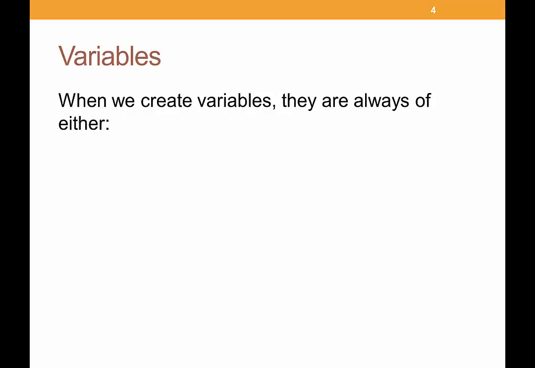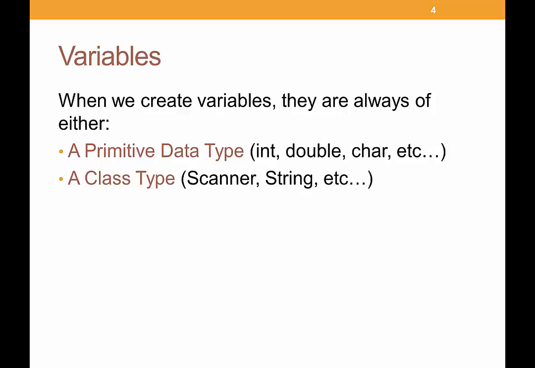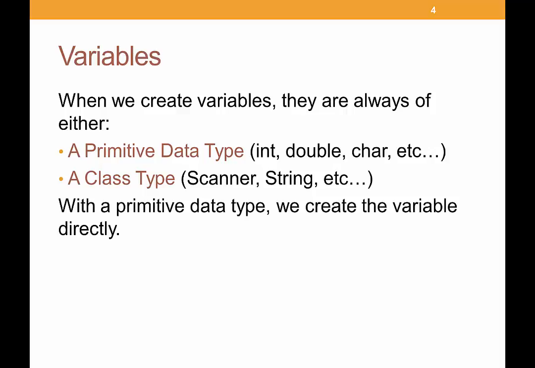Every time we create variables, they're always of either a primitive data type. We've talked about these. These tend to be ints, doubles, chars, etc. Or a class type. Scanner and even String are a class type, and we're going to see more about String here in a few minutes. With the primitive data type, we create the variable directly. So we say int x equals 5. When we say int x, we're declaring the variable and creating space for it in memory. And when we say x equals 5, we're storing the numerical value 5 into our variable.